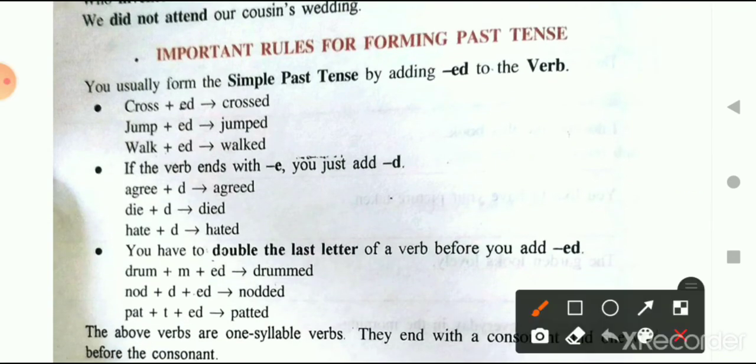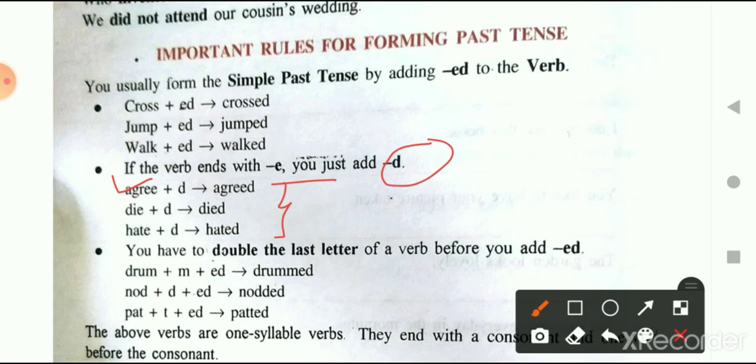Okay, now if the verb ends with E, we will simply add D to it because E is already present there, right? Let's see an example, agree. We simply add D to it and it becomes agreed. Here are a few more examples you can see, students.